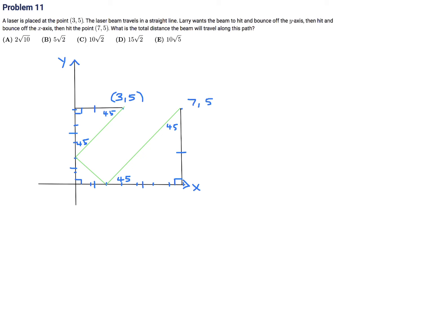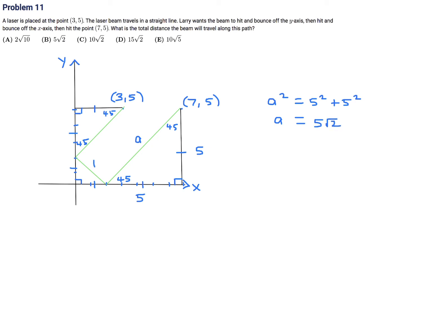And finally, we end up at (7, 5). So I think we can do the (7, 5) first. From here to here is 5, and therefore, since this side is also the same, that will also be 5. So we've got 5 here and 5 here. So we'd easily figure out that distance. A squared will be 5 squared plus 5 squared. That's 25 plus 25, root 50. Root 50, if I take the square root, would be 5 root 2. Okay, so we got that.